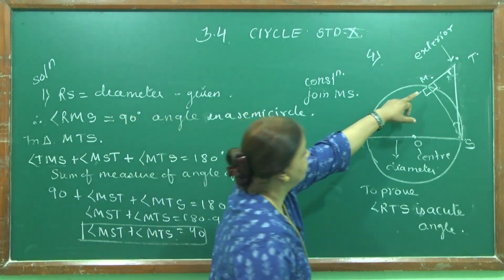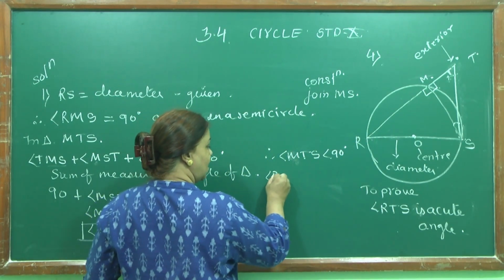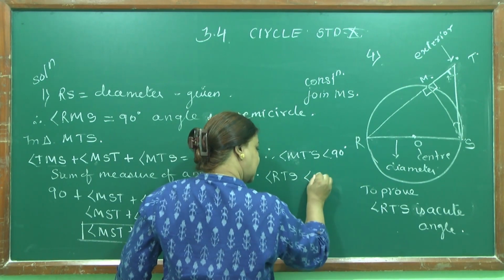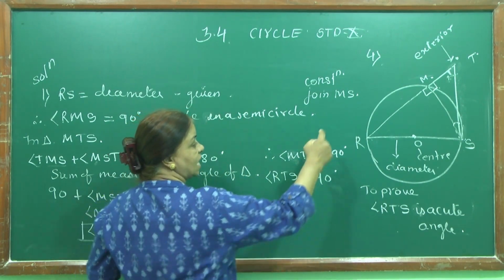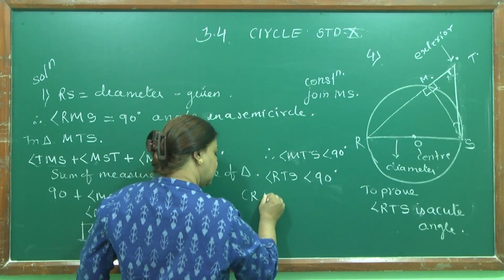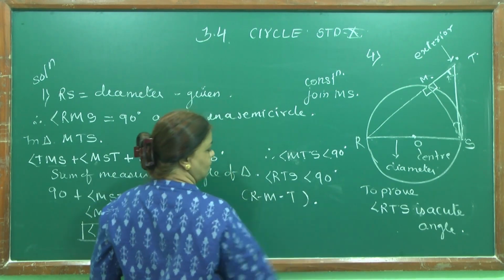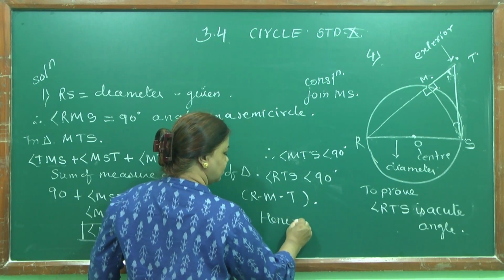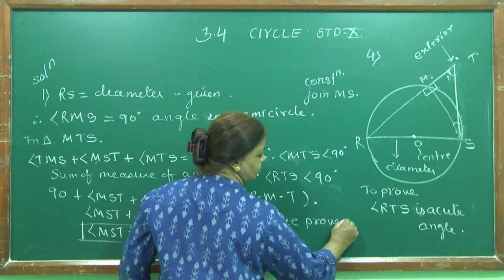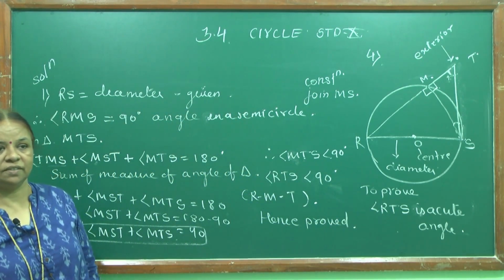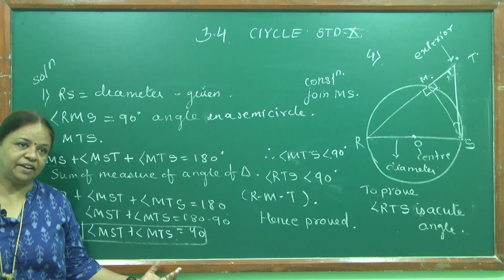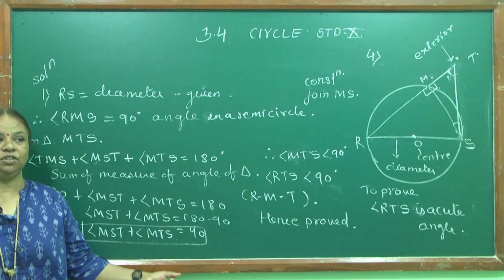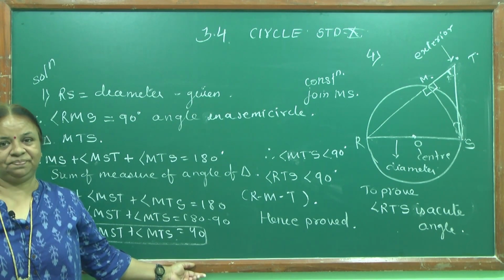But I can write angle RTS. RTS is less than 90 degrees. Why? Because RMT is in one line. Hence proved, children. You can pause the video, children, and you can write this down. Rewind the video and you can watch this video again, children.